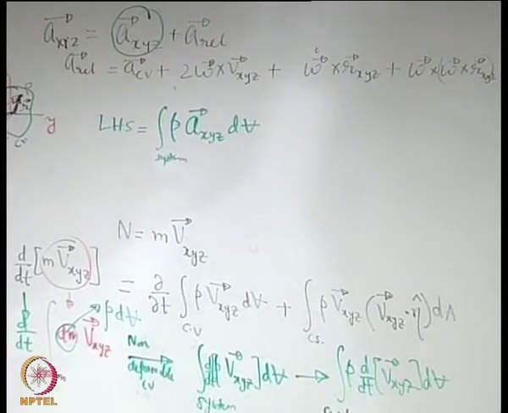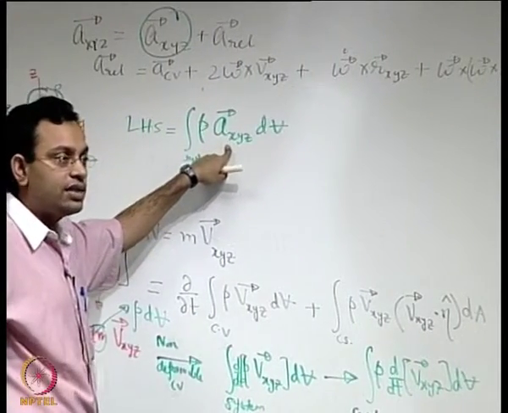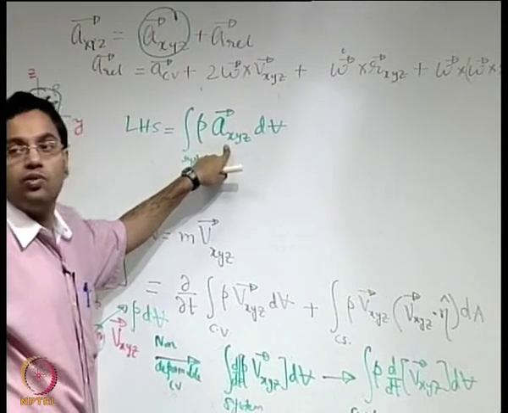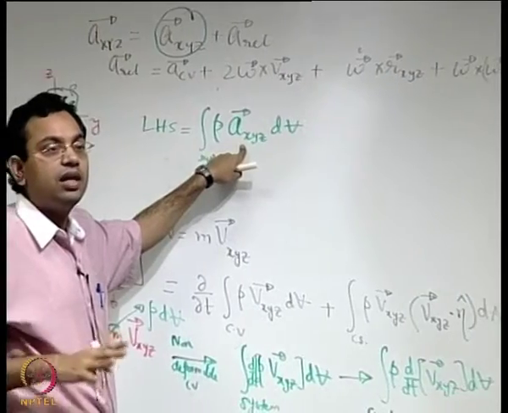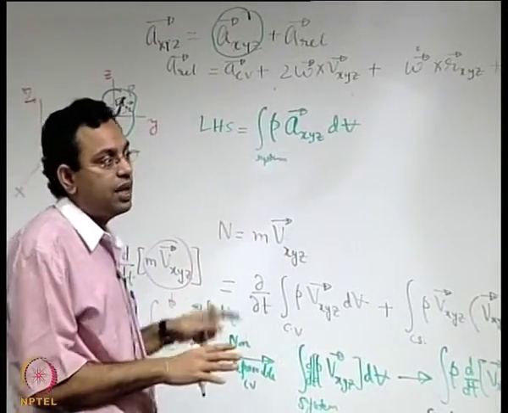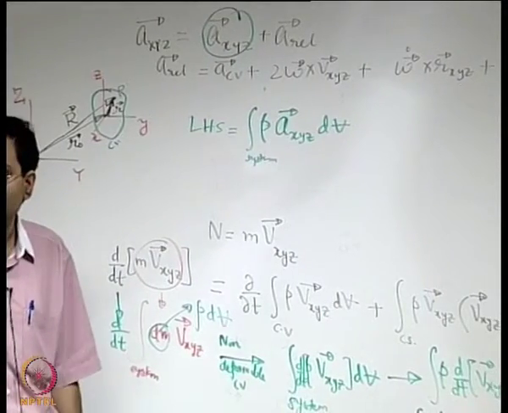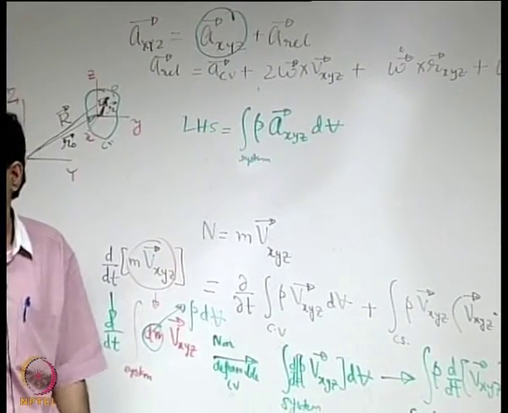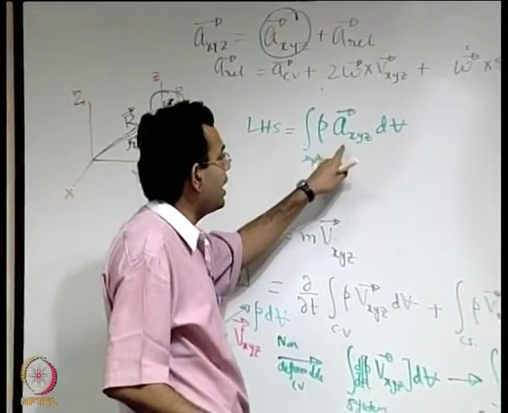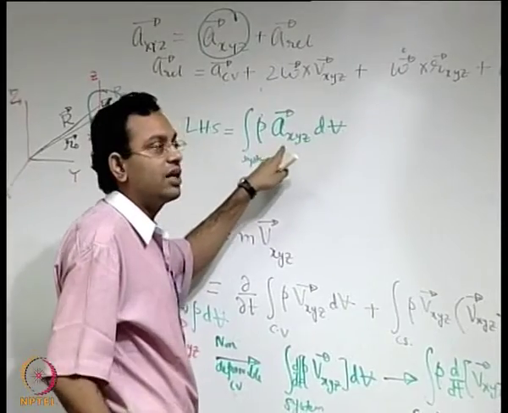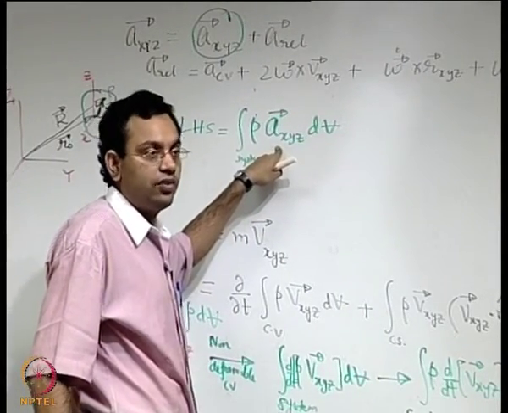What is our trouble? The trouble is that when we are having acceleration relative to small xyz, we cannot directly apply Newton's second law of motion, because Newton's second law is valid for an inertial reference frame. Small xyz, in a special case when it is moving with a uniform linear velocity, is still an inertial reference frame, but in a general case not. So, to address the generality we have to first transform it to capital XYZ, so that we can use Newton's second law of motion.